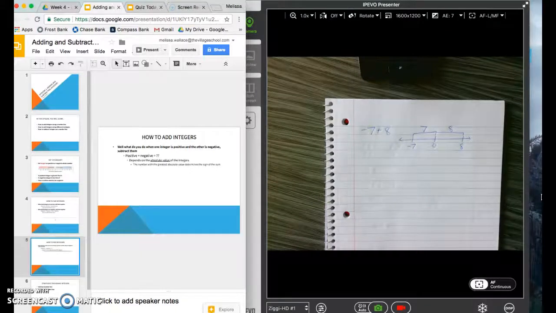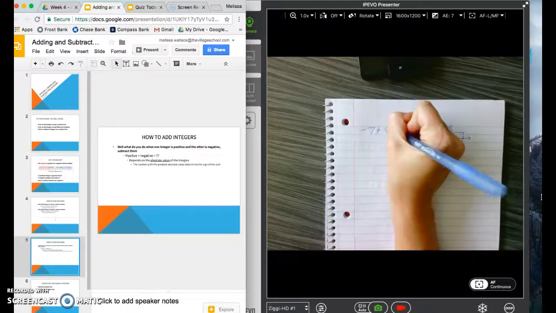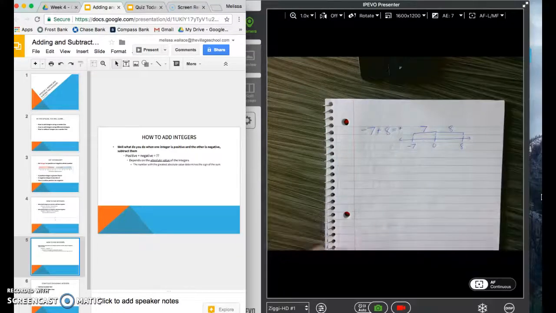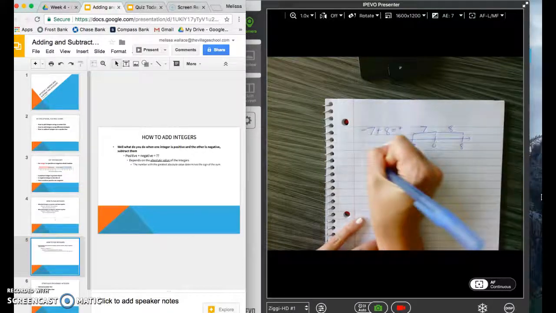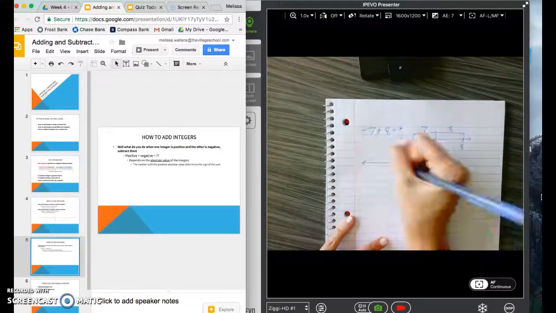It's going to be 8 because it's further from 0. So that means that my sum is going to be positive. To me, it's helpful to put a positive there so I know that's what it's going to be, versus a negative. So then when I think about what my answer is actually going to be, I can think about this on a number line.